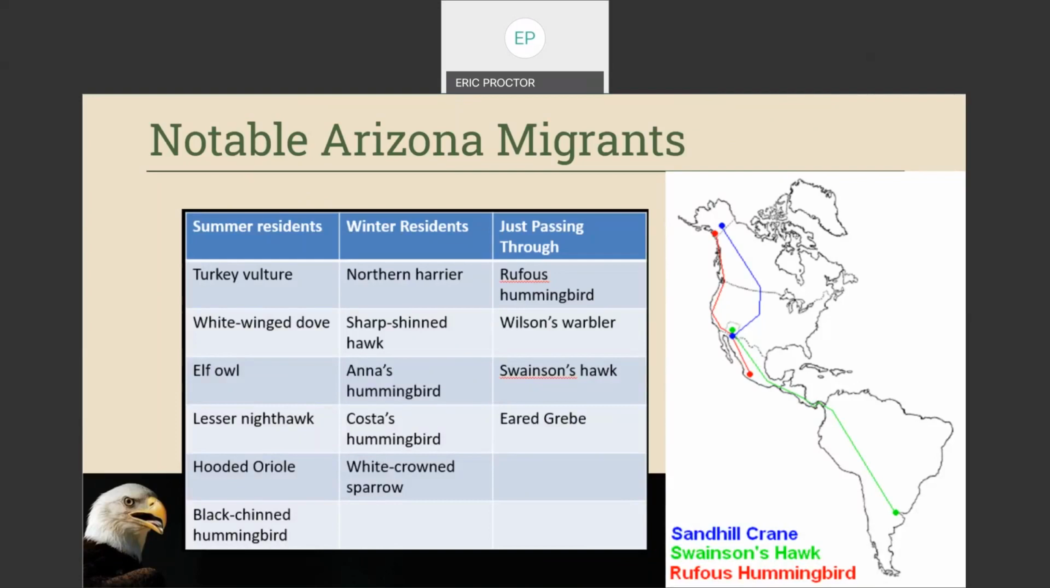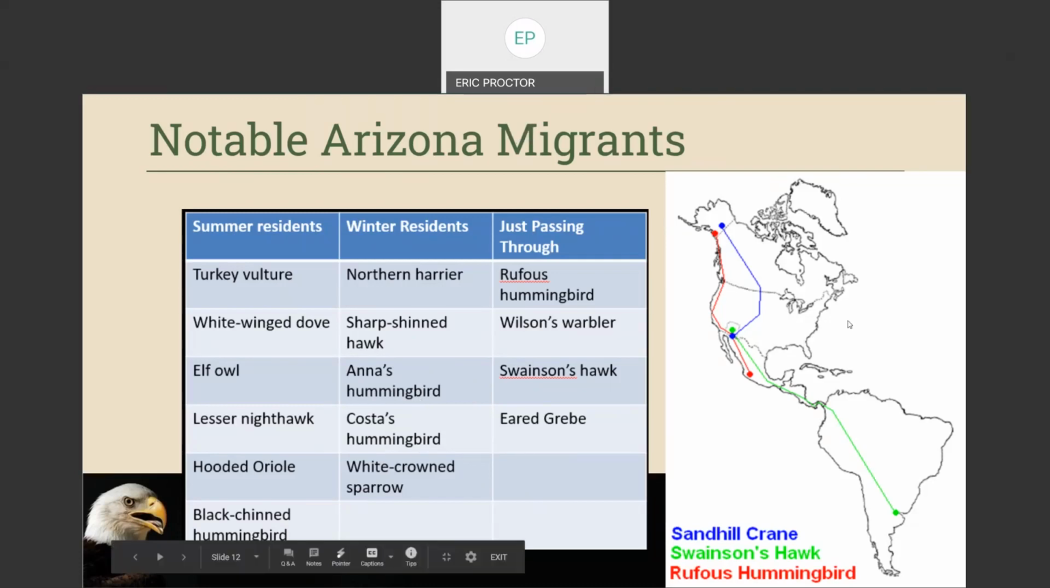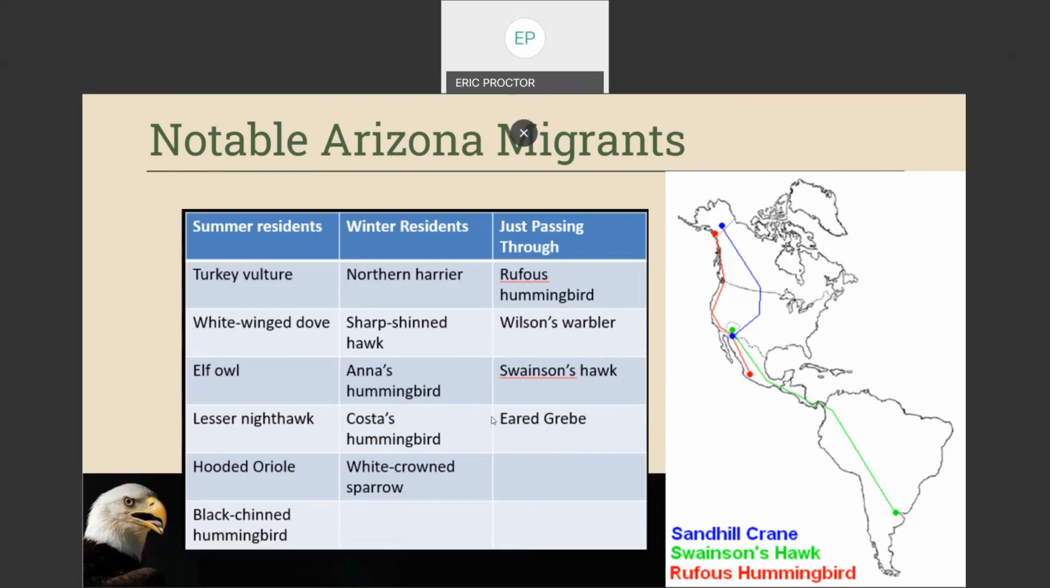Some birds migrate to Arizona, and some migrate from Arizona. As you can see in this thing here, this is just a small snapshot of some of the birds that call Arizona home at least part of the year. You can see some are summer residents, some are winter residents, and some don't reside here, but they pass through on that flyway that we talked about. You can also see that we have some rather extreme migrations that occur in Arizona. These are just three examples that I pulled out on the map on the right-hand side. The sandhill crane is listed in blue.